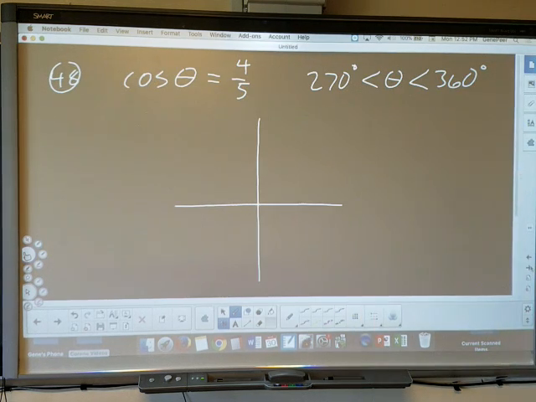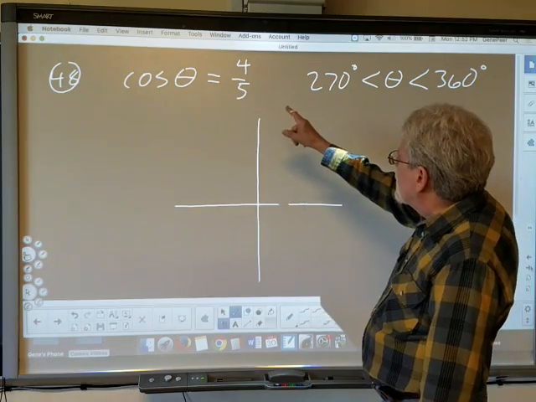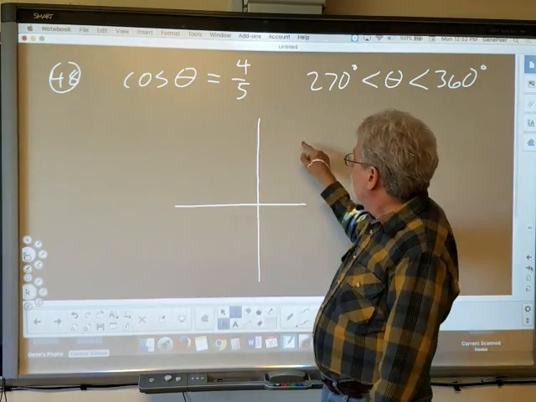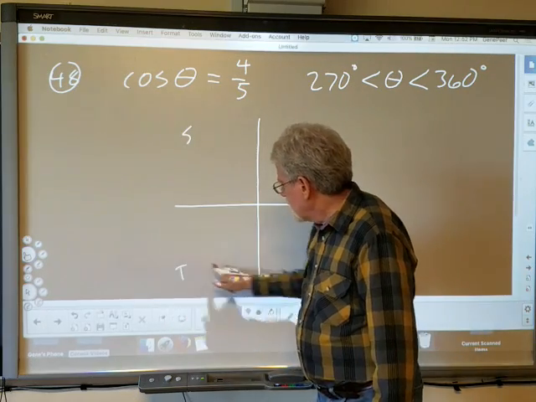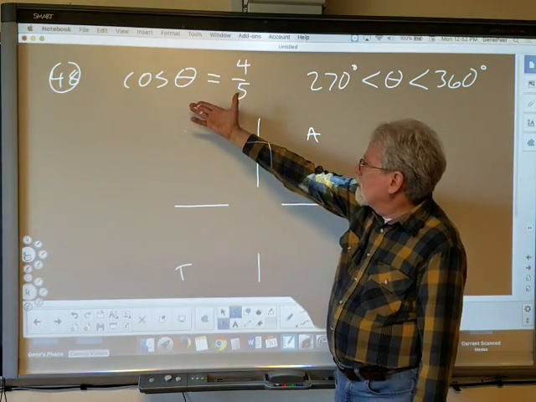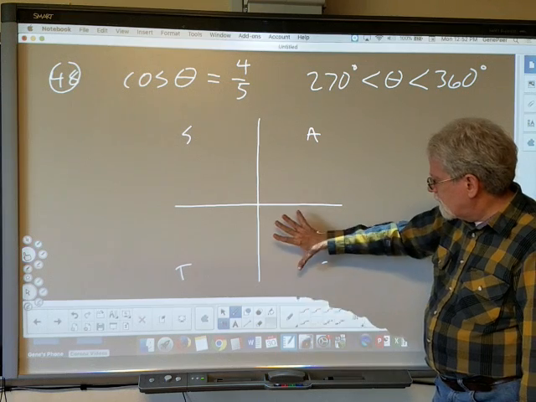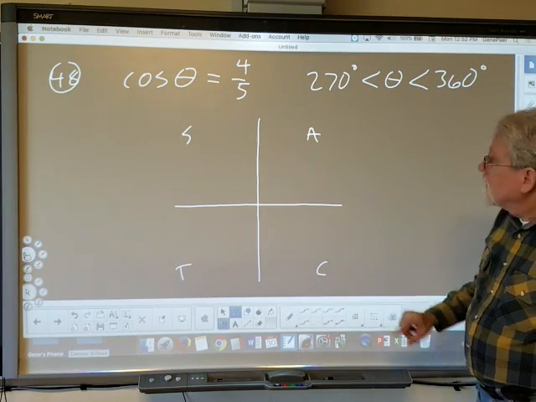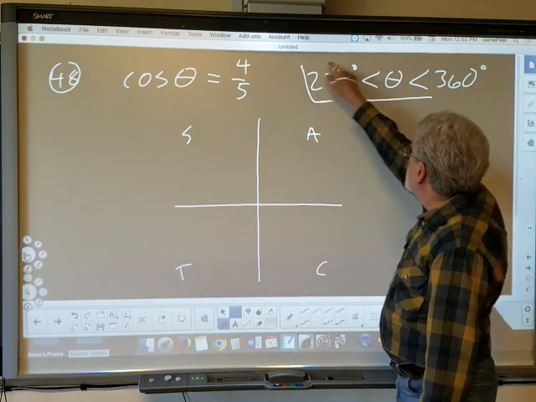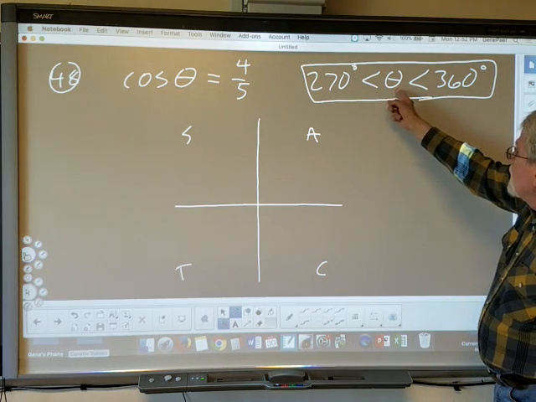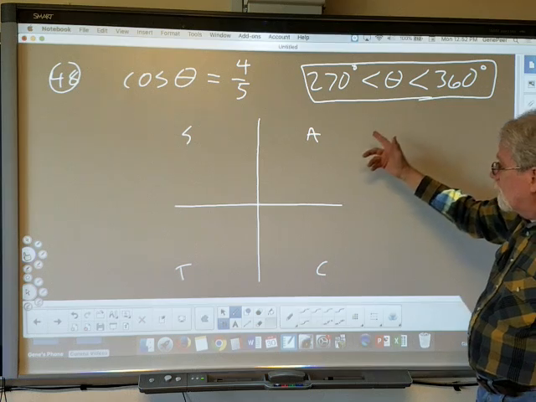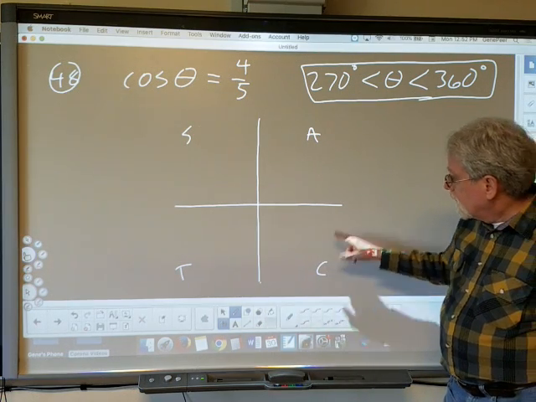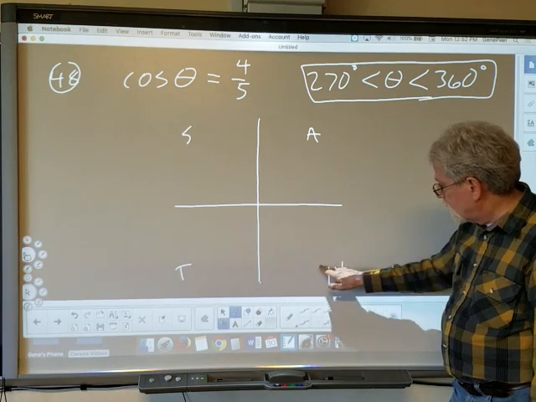Okay, number 48. This time we're told the cosine is 4/5, which tells me what? Cosine is positive. All students take chemistry. So if the cosine is positive, we must be down here in quadrant 4, or quadrant 1. But the given range already tells us the answer to that whole question. Theta is between 270 and 360. Well, where is that? Here's 270, here's 360, so we already knew we were in quadrant 4.